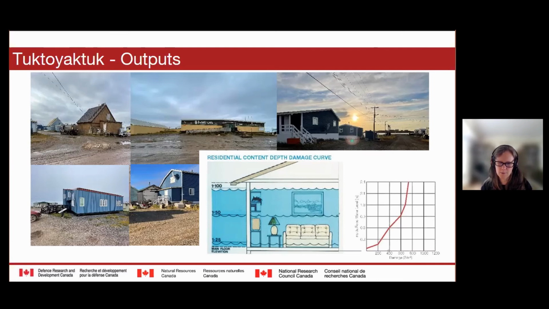One of the key pieces of our risk assessment is the use of damage curves, so flood depth damage curves, and we are developing some damage curves for Tuktoyaktuk. The structures are very different in the north. We didn't have existing damage curves to work with, so this is work that's underway right now. We're looking at about 5 different types of structures in the region to see how each one of these structures deals with different depths of floodwater.